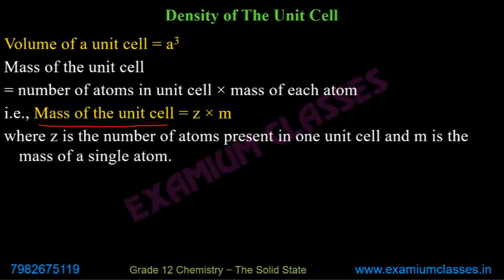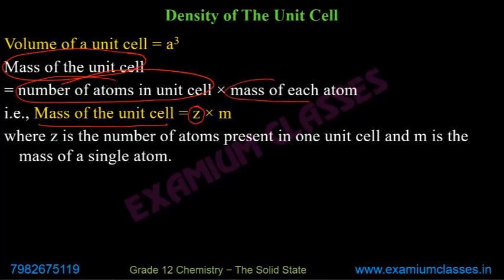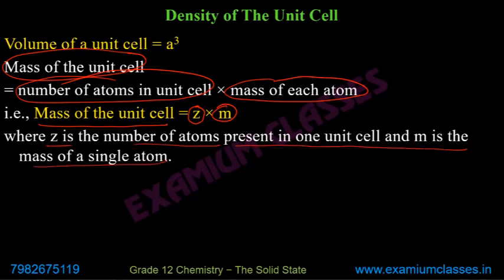Mass of unit cell: number of atoms in the unit cell is denoted by Z, and mass of each atom is denoted by M. These are the conventions you need to remember. Sometimes in the questions, it is just written that Z is equal to 4. It means it is a face-centered cubic cell. If Z is 4, it means the total contribution from corners plus faces is 4. 1 plus 3, 4. So Z is the number of atoms present in one unit cell and M is the mass of the single atom.